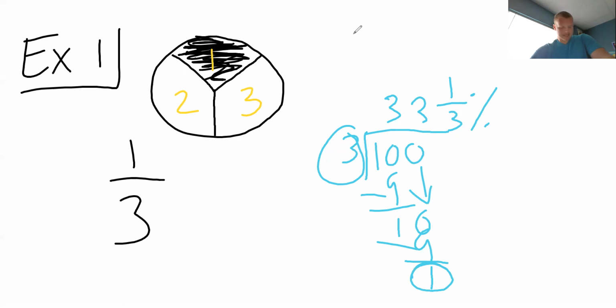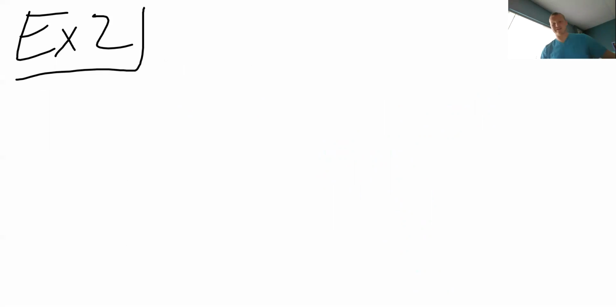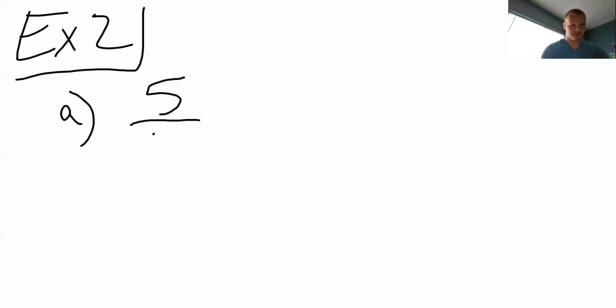Okay, example number 2. You can't do a second one, but thank you for the enthusiasm. I appreciate it. So convert each improper fraction to either a whole number or a mixed number. Okay, so our first improper fraction is 5/3.